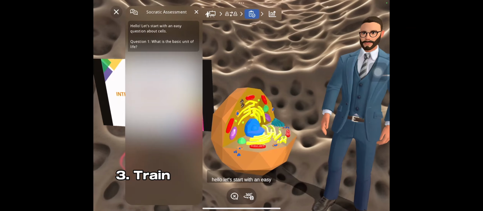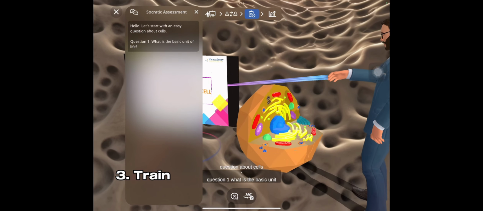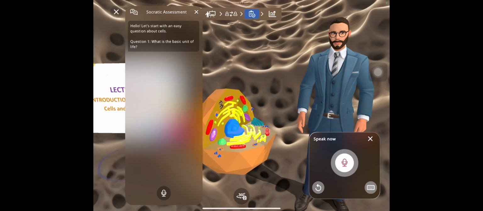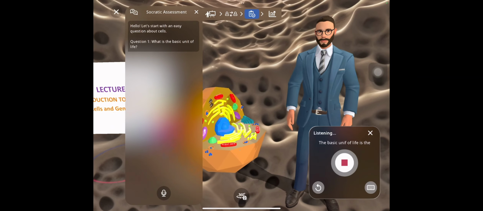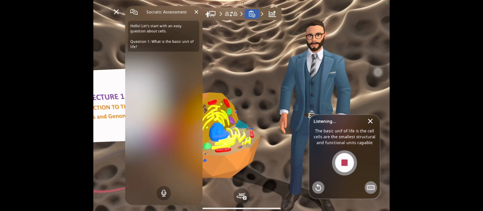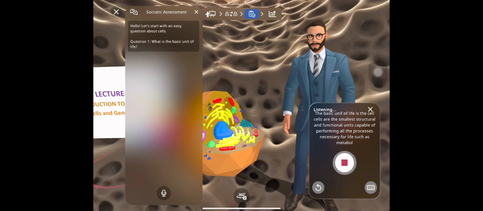Hello. Let's start with an easy question about cells. Question 1. What is the basic unit of life? The basic unit of life is the cell. Cells are the smallest structural and functional units capable of performing all the processes necessary for life, such as metabolism, growth, and reproduction.